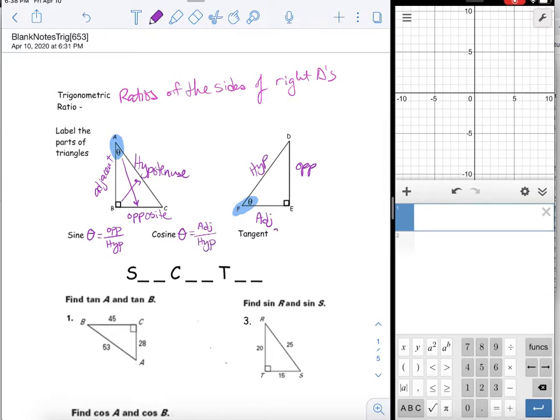And the ratio for tangent of theta is the opposite over the adjacent. So these are some things that you'll need to memorize for solving trig problems. You'll have to memorize that the sine of an angle is the ratio of opposite over hypotenuse. The cosine of an angle is the ratio of the adjacent over hypotenuse. And the tangent of an angle is the ratio of the opposite over adjacent.